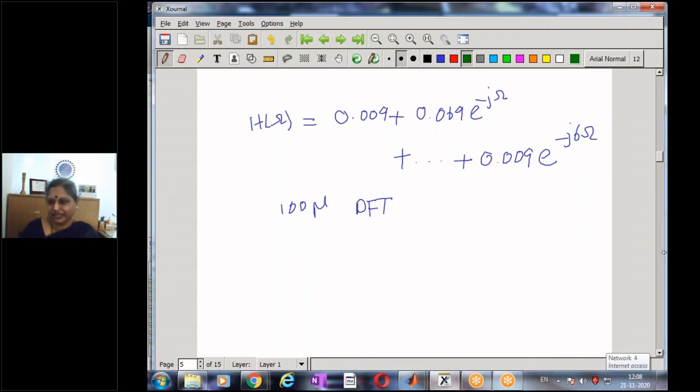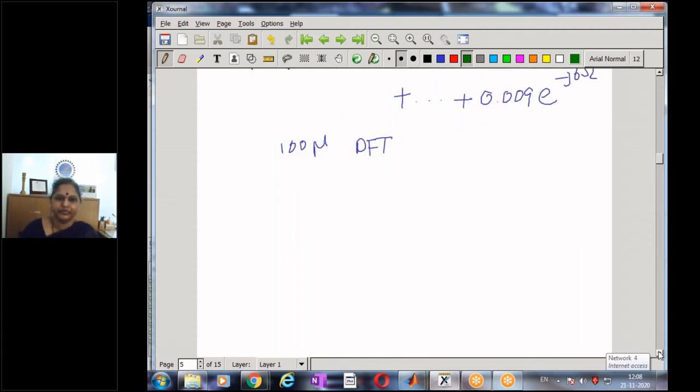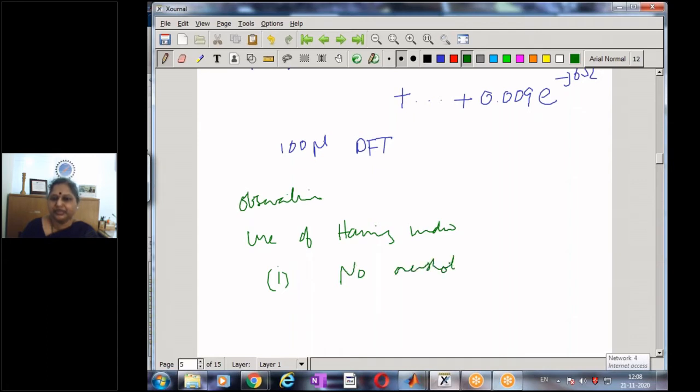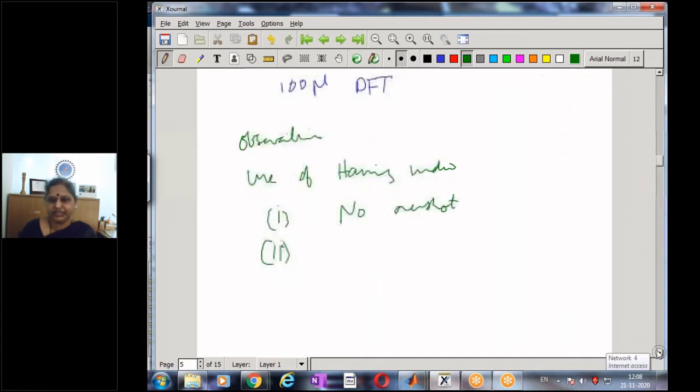So now let us record our observations. Use of the window function. We just saw use of the Hamming window, and we will repeat it for other window functions. What we saw is, one, there is no overshoot. This is one big advantage, which we solved by simple multiplication by a suitable window function instead of abruptly truncating with the rectangular window function. And also there are no ripples.